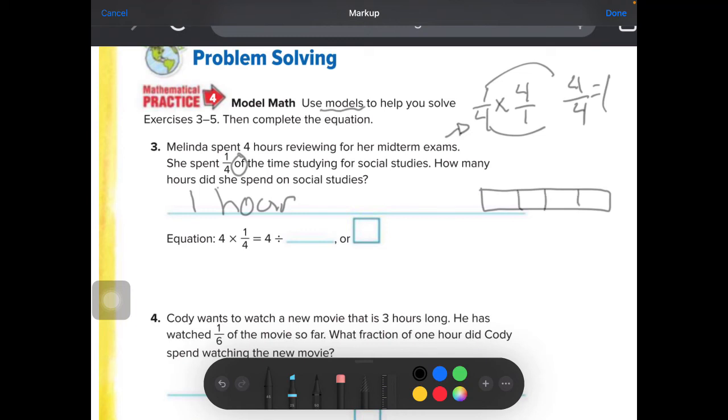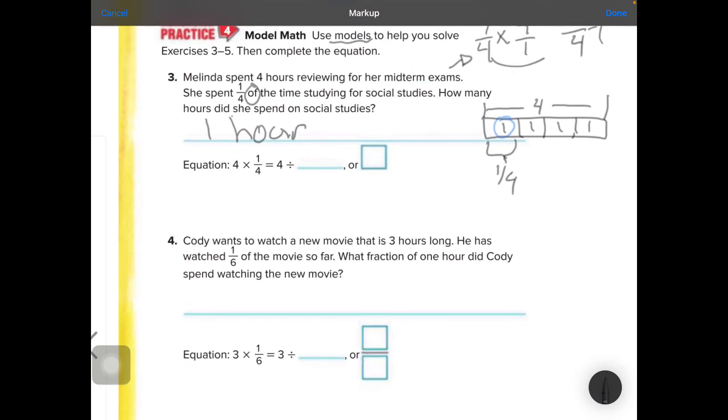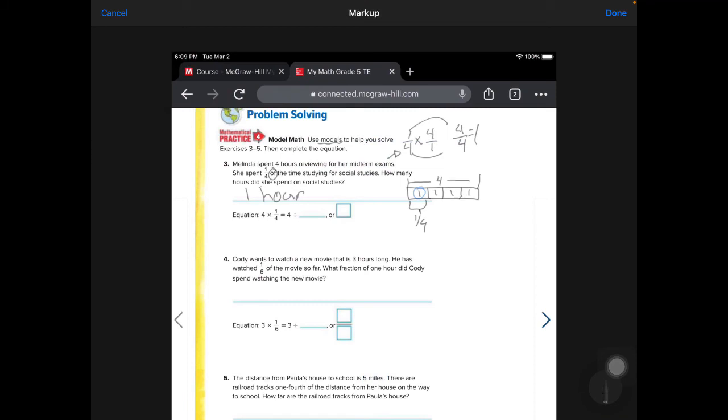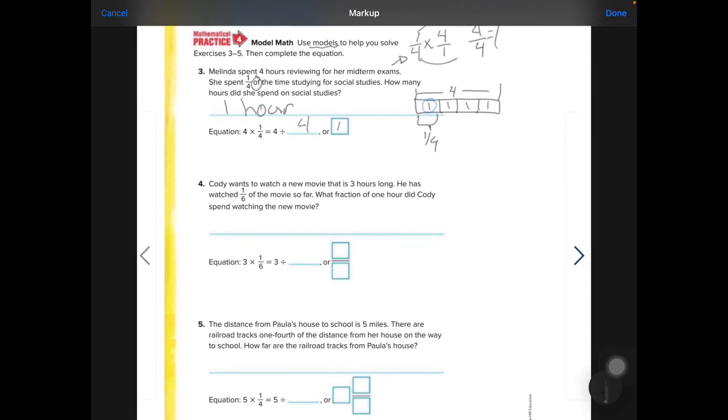So we need to draw a bar diagram that has 4 into it, right? And this total space is going to be 4. So 4 divided into increments would equal 1. And we want 1/4 of that. So that's going to be 1 whole hour. Okay, there we go. The equation is going to look like 4 divided by 4 equals 1.